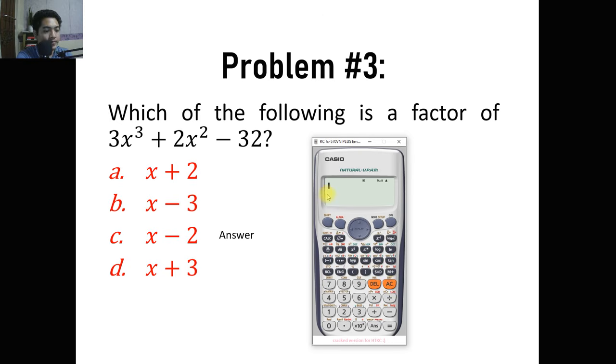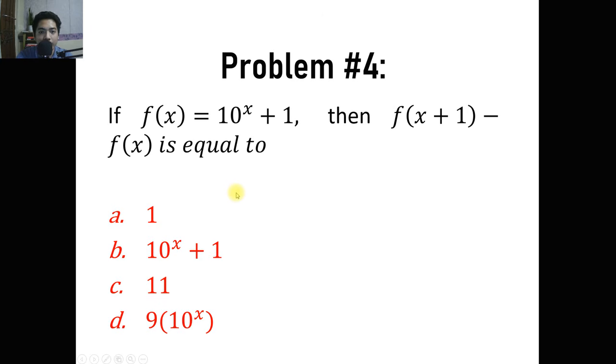Okay, so that is for our problem number 3. So how about problem number 4? If f of x equals 10 raised to x plus 1, then f of x plus 1 minus f of x is equal to, okay, so we have an f of x plus 1 here. Our f of x equals 10 raised to x plus 1.